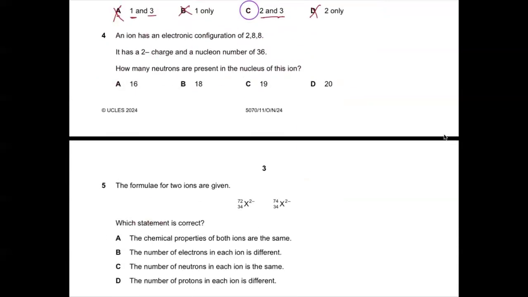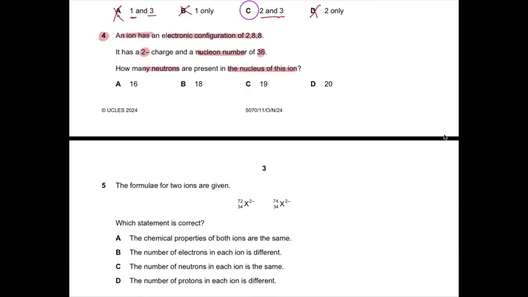Okay. Now question number 4. An ion has an electronic configuration of 2, 8, 8. It has a 2 negative charge and a nucleon number of 36. How many neutrons are present in the nucleus of this ion?